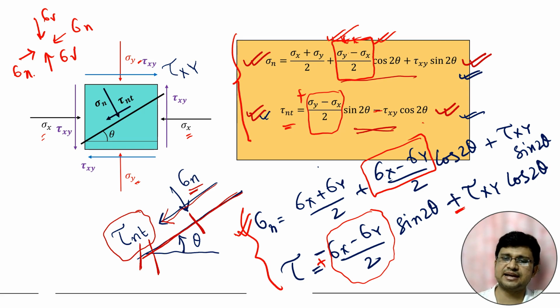So one difference, again I am repeating: in place of sigma x minus sigma y, for geotechnical problems it will be sigma y minus sigma x. And for the shear stress equation, the first one will be plus and the second one will be minus, just the opposite of the problems related to solid mechanics. So this is the difference. These two equations you have to remember.